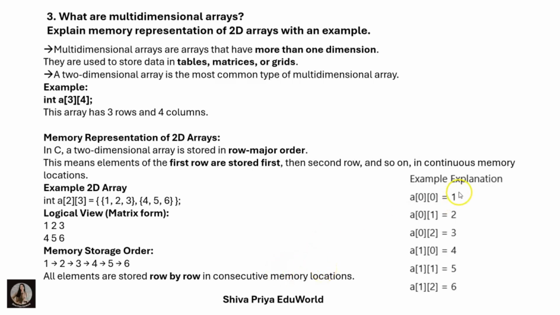Clear? Here, if I want to access the first value, then I have to take the 0th row and 0th column. If I want to access the second value 2, then I have to go for the 0th row and first column. This is the first column. If I want to access 3, then 0th row, second column. And so on. Clear? Similarly for the other elements as well.